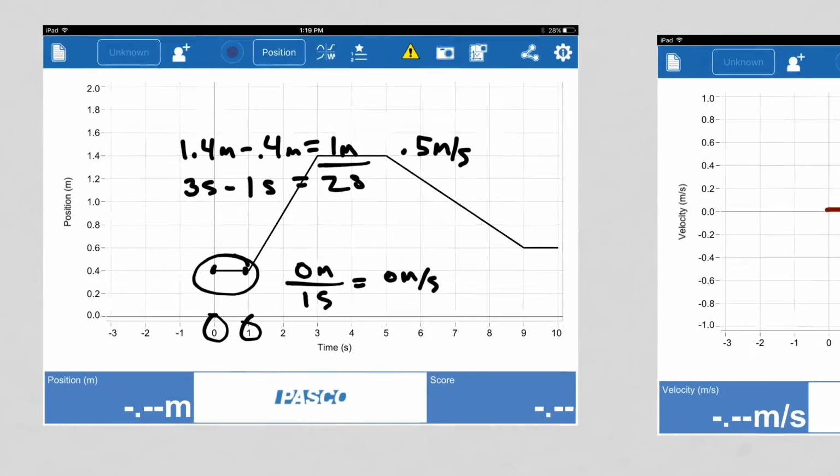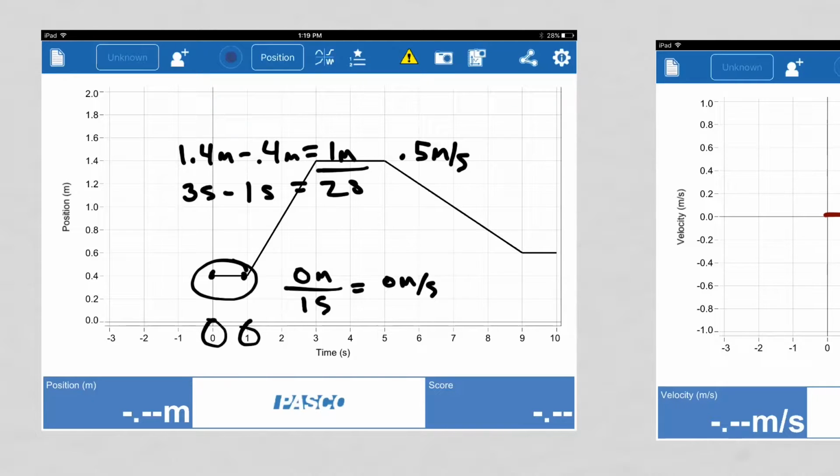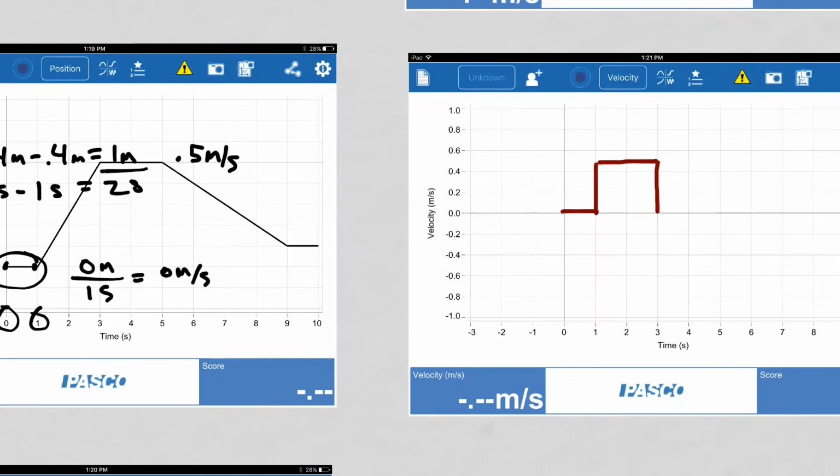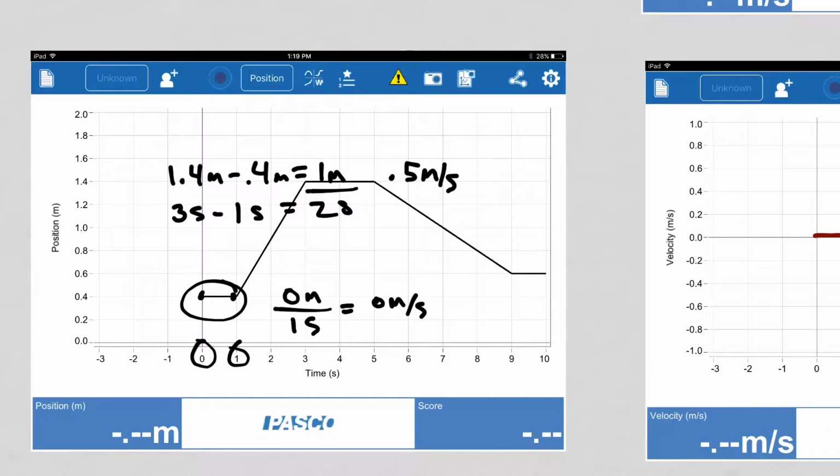And again, it's a positive slope. Rise over run is positive. So this is going to be positive. So then I can jump up here. And for 2 seconds, I'm going at 0.5. Then, notice here, I drop back down. I'm not going to calculate this again, but you can take my word for it. There's no displacement in the y.